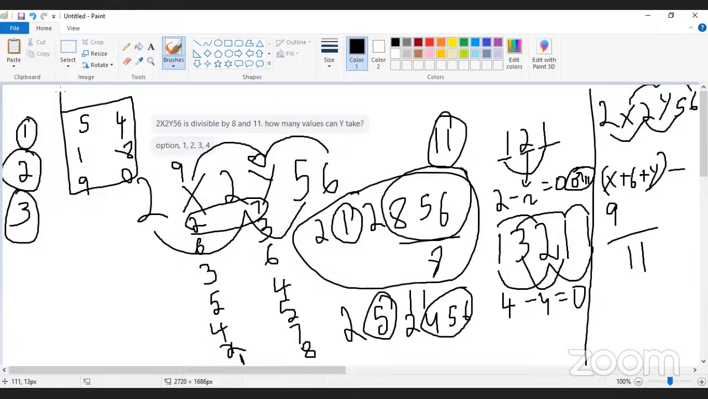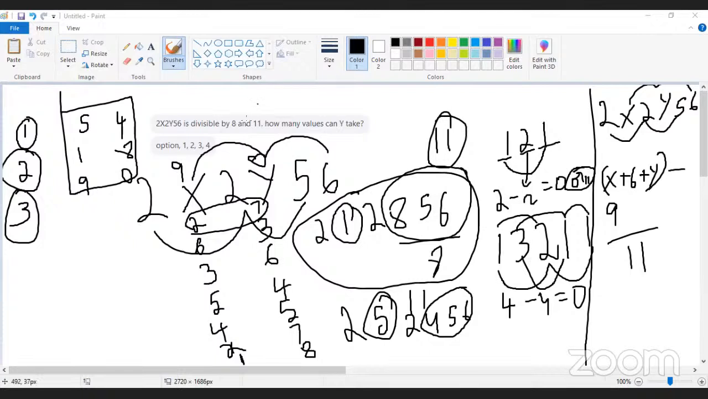Are you clear with the question? Kind of clear, kind of not clear. Totally clear. Okay. So you have to find the divisibility rule. Have you learned the divisibility rule in class? Yes, sir.